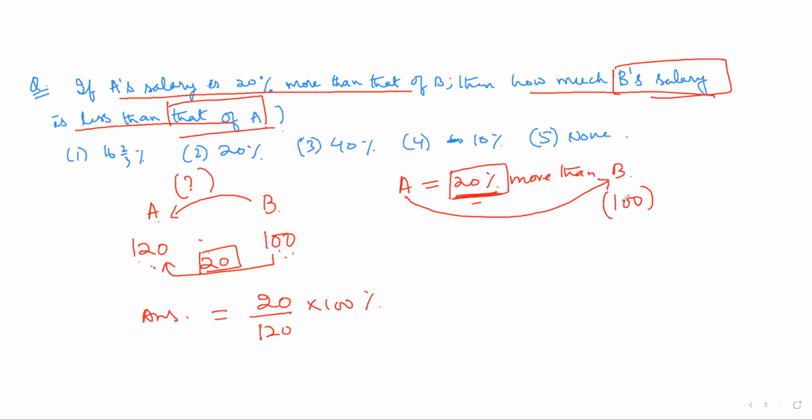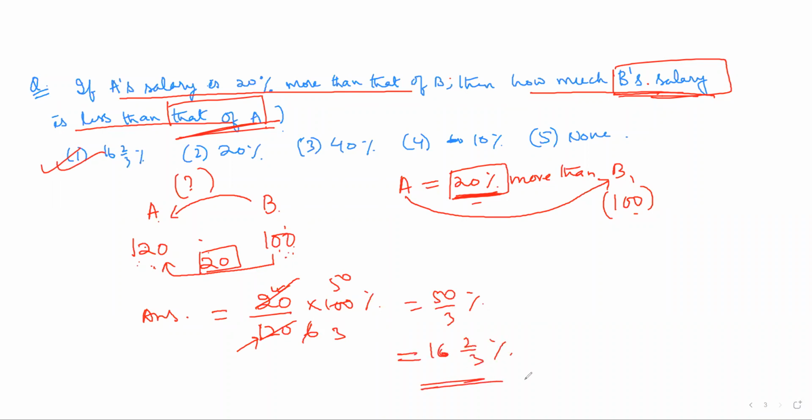First, we will say B is 100 and A is going to be 120. Now the question is, you have to compare the salary of B with respect to A. B is 20 less, but you are comparing B with respect to A, so A will be in the denominator. A's value goes in the denominator, so 20 by 120 into 100. Cancel, divide it, so this is 50 by 3 percent, which will be 16 and 2 by 3 percent. That's it.